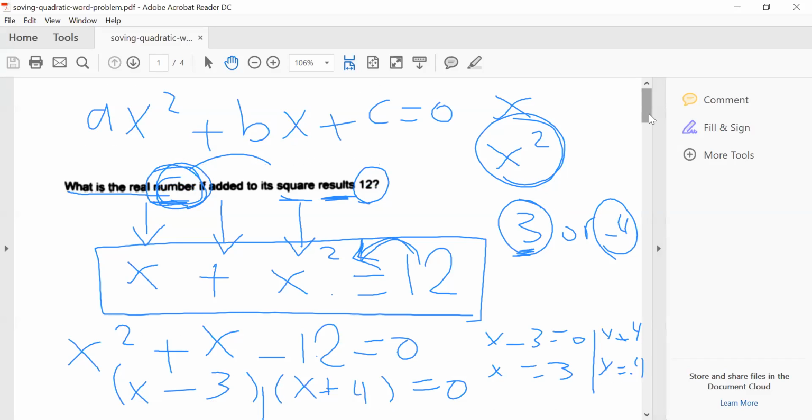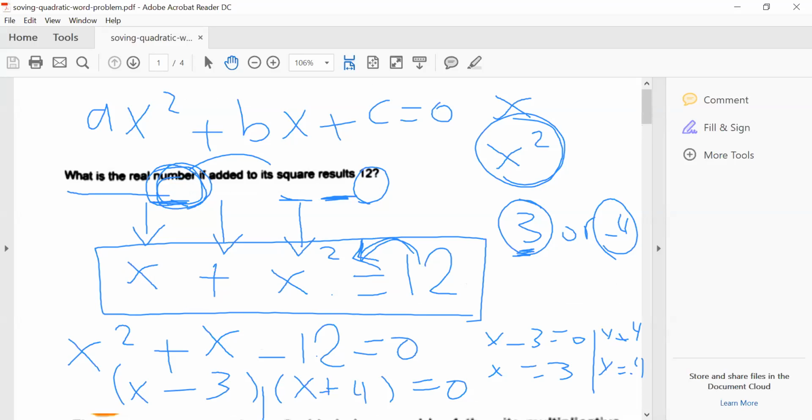I want to put my question in this form. Maybe after translating your word problem, it will be a difference of two squares, or maybe a sum or difference of two cubes, according to the question. Here my question after translating it becomes a trinomial, so I will factorize it as a trinomial. I have x squared and I have x and I have a number.